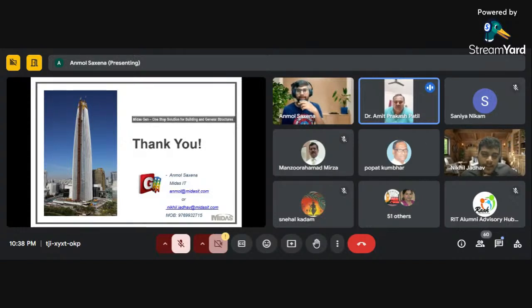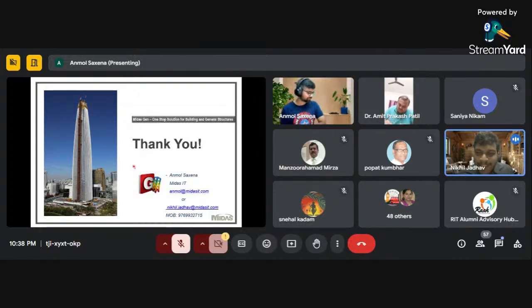With the permission of the... Yes, thank you, sir. Sir, we would also like to introduce Midas Gen to RIT. It is a very prominent institute in Maharashtra, and we would like to collaborate with you as well. It is just the start of a collaboration.